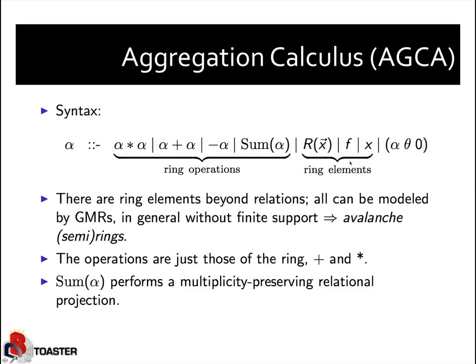Now, there are ring elements which are not relations. We've got relations, well, they are relations. We will have variables, and that's the same thing for constants, we can think of those as taking a nullary tuple to a multiplicity. The multiplicity is the value of the variable. Same for constants. And ultimately also same for functions. However, functions take arguments. And we will have to deal with this.